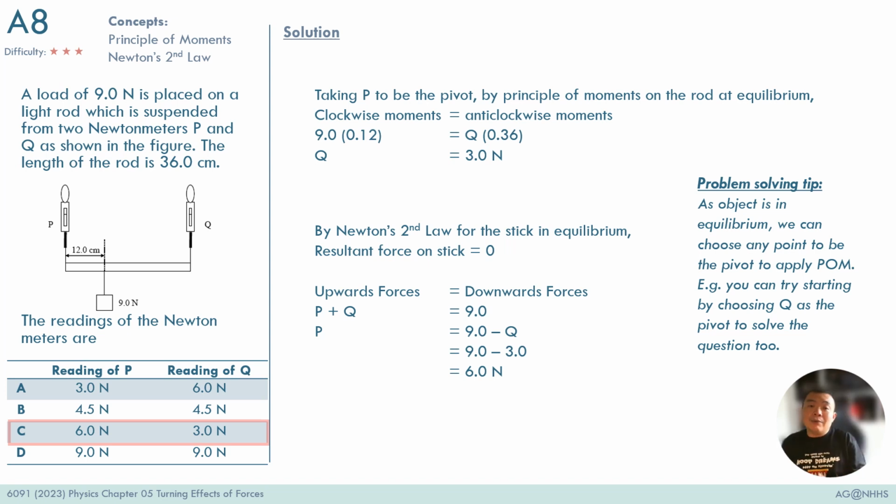So the next time when you encounter this kind of question where there's no obvious pivot point, just check if the object is at equilibrium. If it is, try and error, choose any of the points to be a pivot point. If it works, good for you. If it doesn't, choose a different pivot point and try again.